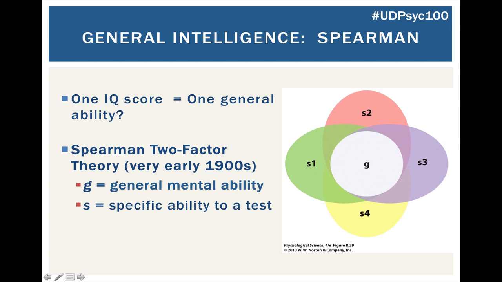However, you can see that these are all overlapping, and that overlap is considered your general mental ability, your G. Okay, so even though specific tests may tap into slightly different things, there is still some underlying general mental ability that is thought to be much more important than S.